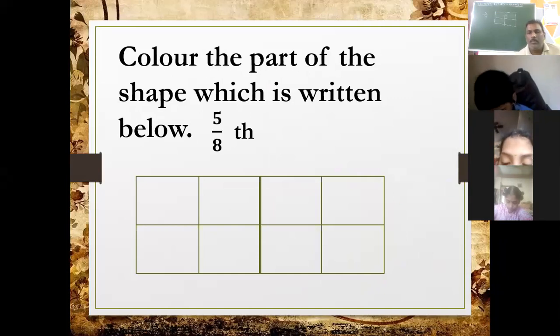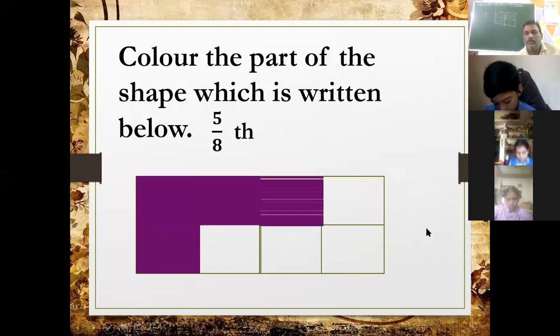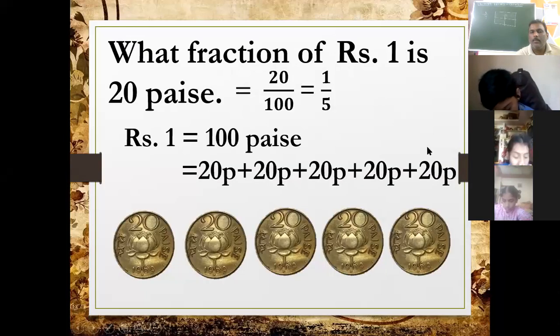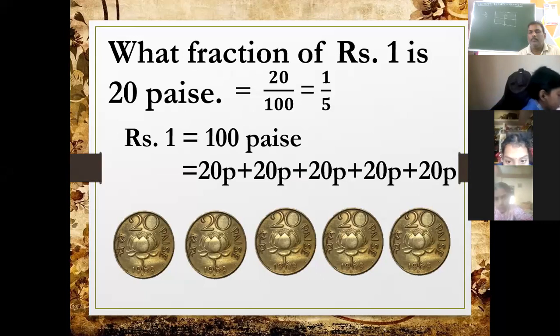Color the part of the shape written below, 5 by 8. So out of 8, any 5 parts are colored. Look at the next question.